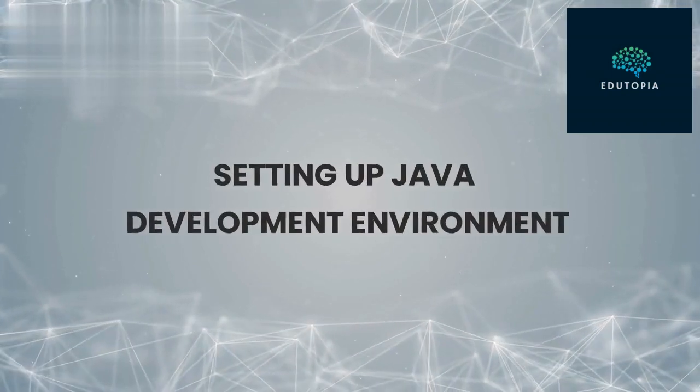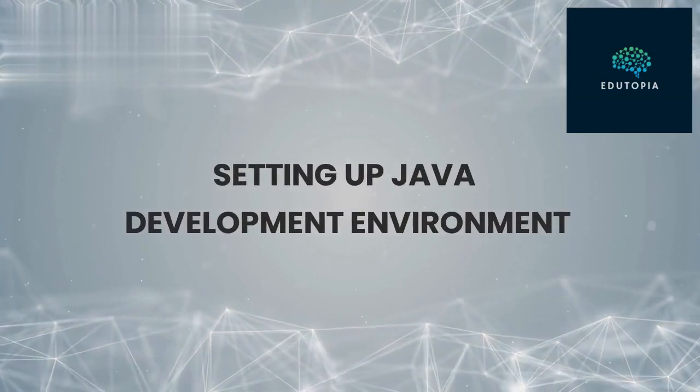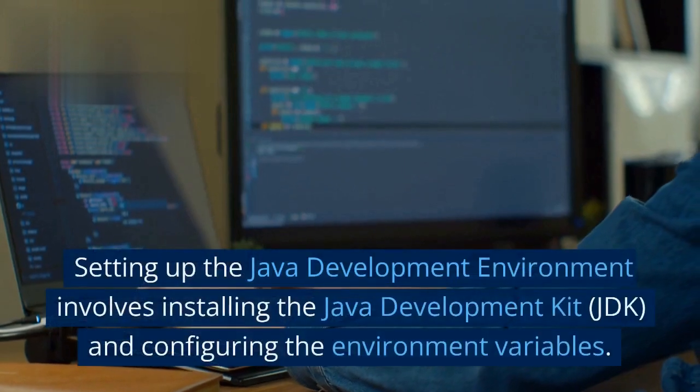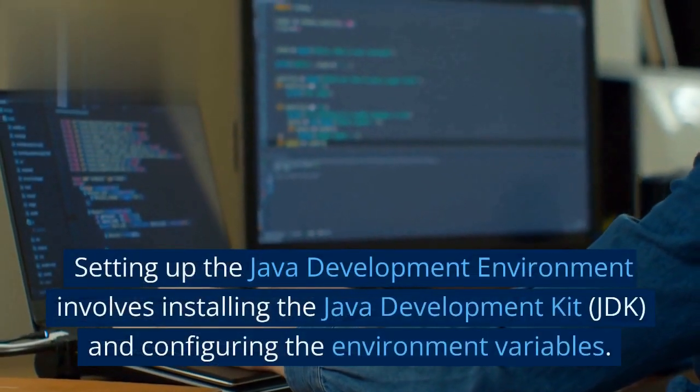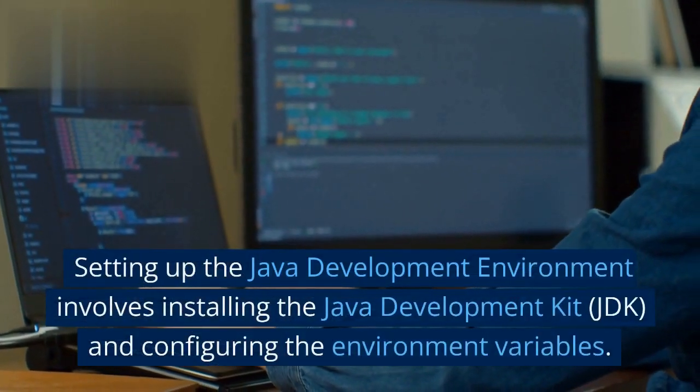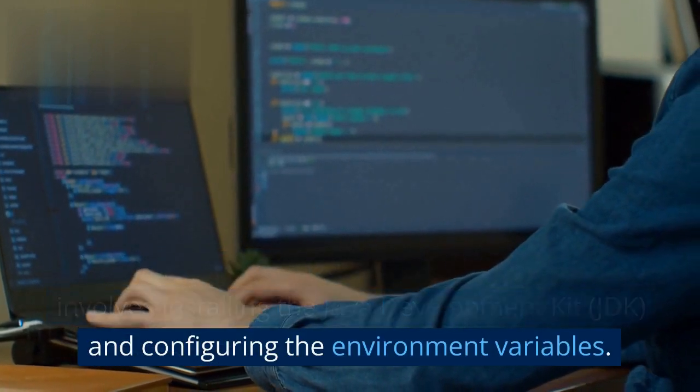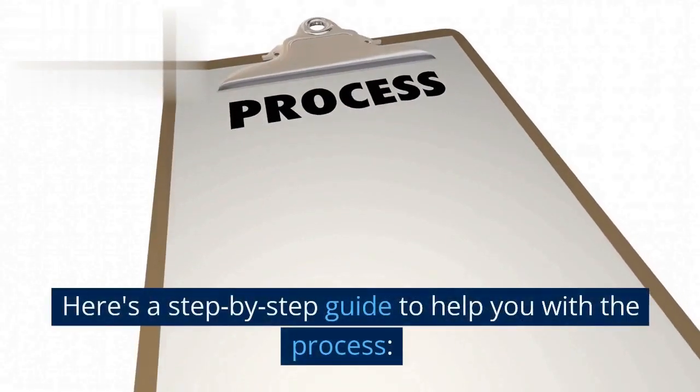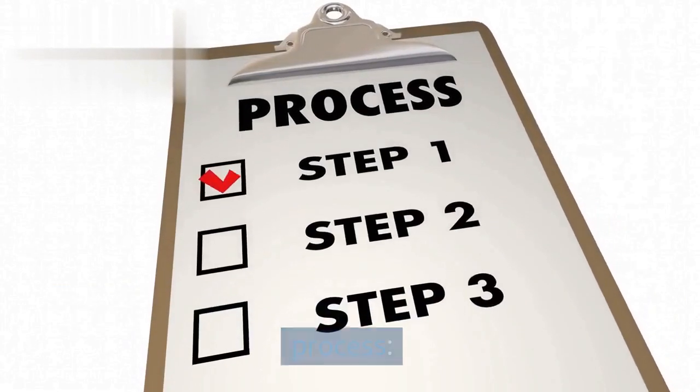Setting up Java development environment. Setting up the Java development environment involves installing the Java Development Kit, JDK, and configuring the environment variables. Here's a step-by-step guide to help you with the process.